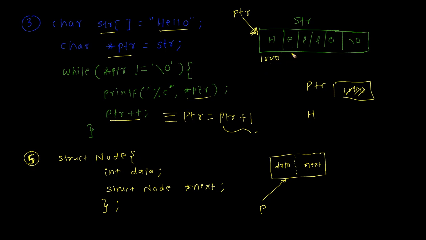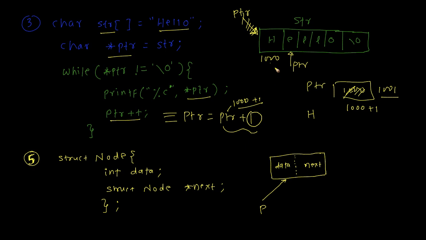So PTR will come here. PTR is incremented by 1, right? So here it was 1000. This will be 1001. So PTR equal to PTR plus 1. Now this is pointer arithmetic, right? Here the address is not incremented by 1. It is not like 1000 plus 1. It will not happen like that.